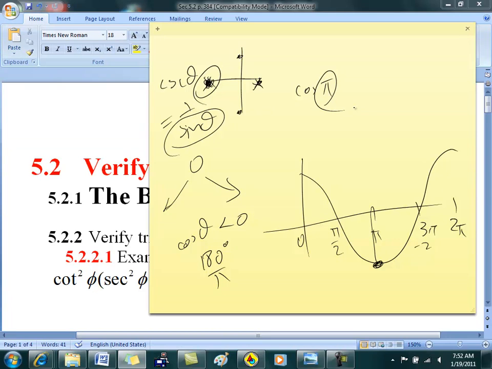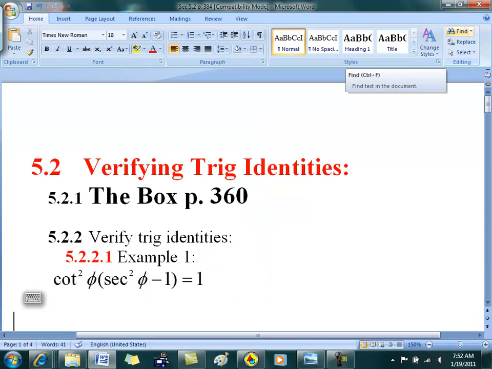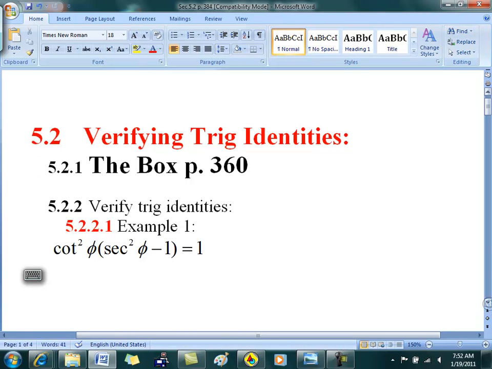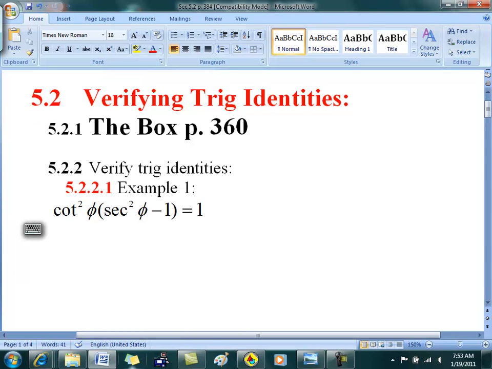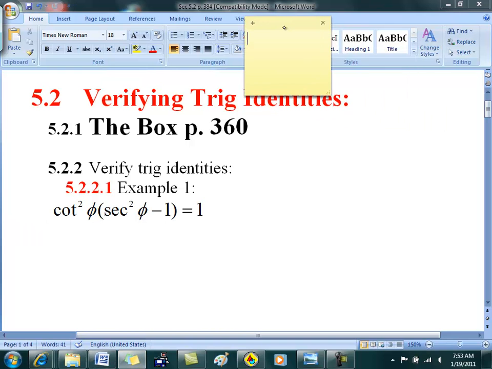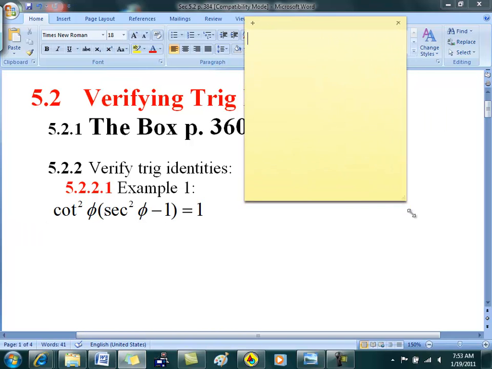Moving on to 5.2. And as you can see, it's more identities. So before we go there, there's a little blurb on page 360, what I call the box. Okay, this problem here, verify, which means that you're going to start out with one side and then move to the other side, okay? By making some moves on the left-hand side in this case.